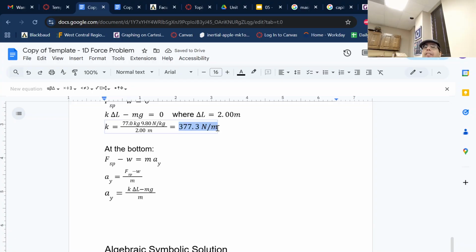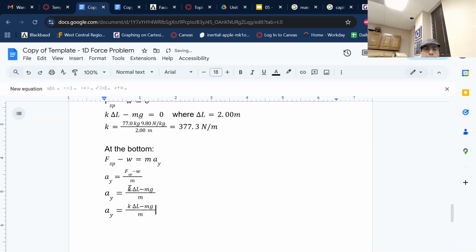So this K is a property of the bungee cord, just like it would be for a spring if you had a literal spring instead of a bungee cord. So this K is going to go in here, and this was the only thing we didn't know. So let's look at all of these values and figure out what we need to plug in. This K is what we just found, 377.3 newtons per meter. What is the delta L that goes with this situation? 5, exactly. 5 meters.